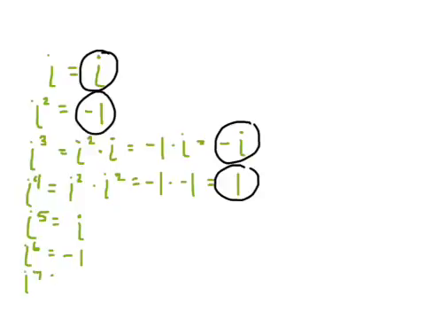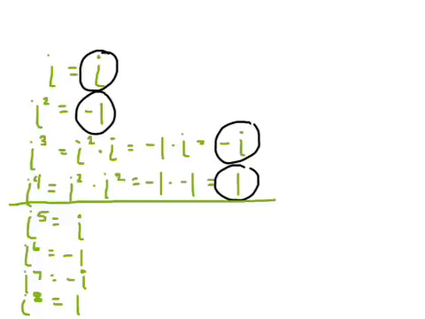i to the seventh is the same as a 6 and a 1, which would be negative i. i to the eighth would be a 7 and a 1, or a 6 and a 2, or whatever, and I still get a positive 1. And what I'm trying to get at is that this right here is repeating a pattern. We have the same numbers over and over again.